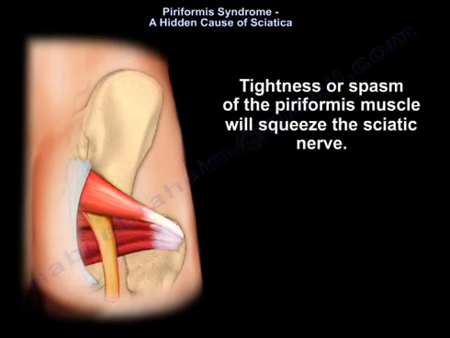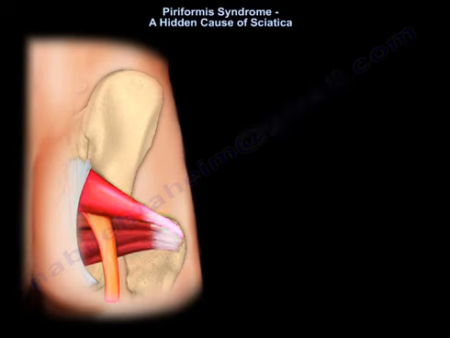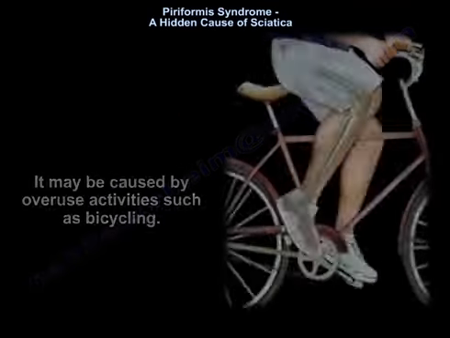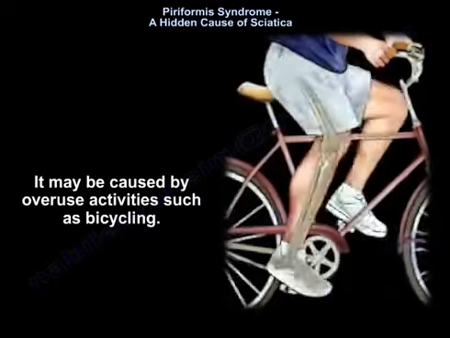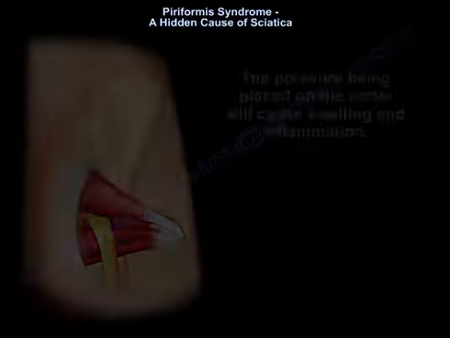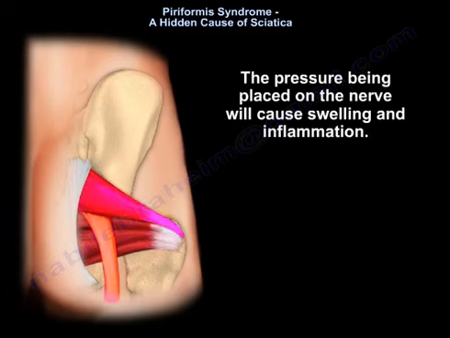Tightness or spasm of the piriformis muscle will squeeze the sciatic nerve. The patient may have localized buttock pain increased by sitting or driving. It may be caused by overuse activities such as bicycling. The pressure being placed on the nerve will cause swelling and inflammation.